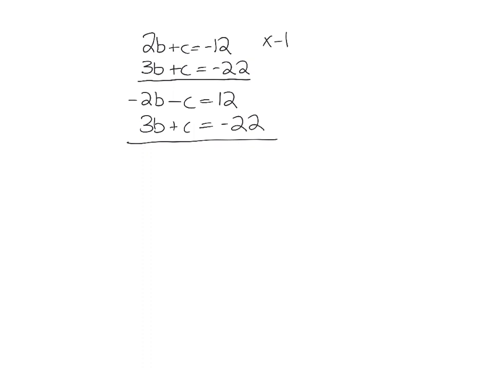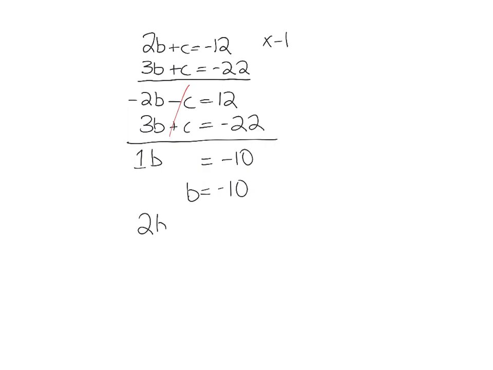So we have minus 2b plus 3b. That's going to be just 1b. Minus c plus c, well, that's going to give us 0. And then we have 12 take 22, and 12 take 22 is going to be minus 10. So what we're left with is b is equal to minus 10.